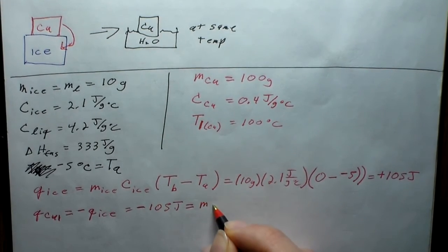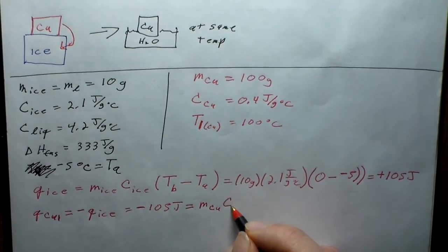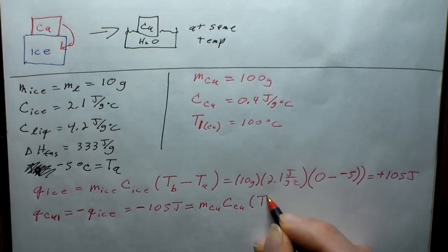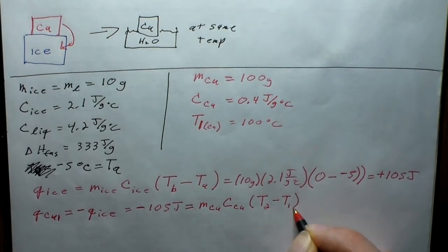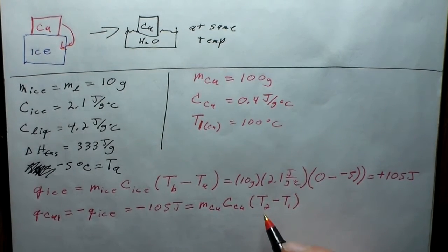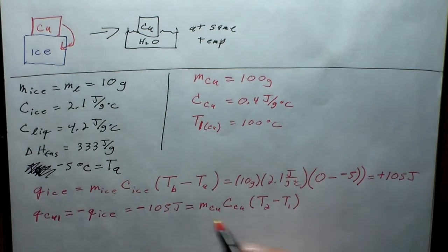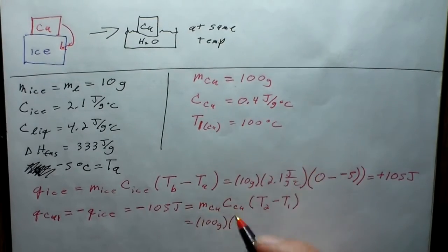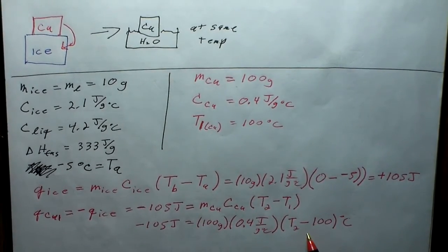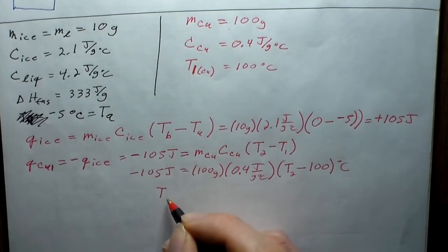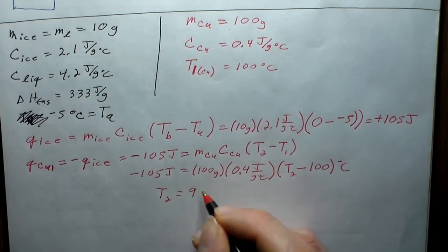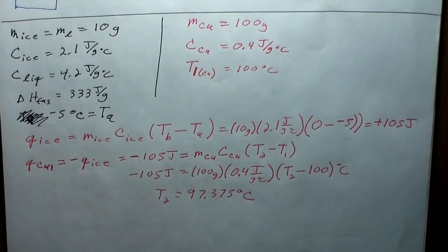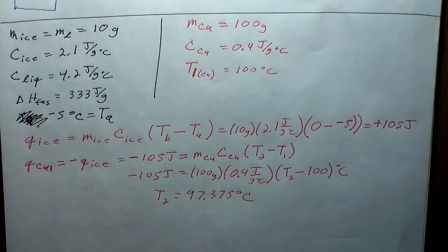And this is going to be equal to the mass of my copper times the specific heat of the copper times the temperature change. So this is going to be my final temperature, T2, minus my initial temperature of T1. What we're actually going to be doing here is solving for T2. So this is going to be equal to my 100 grams of copper times the 0.4. Essentially you just have to solve for T2, and when you do this, we find out that T2 is equal to 97.375 degrees Celsius.